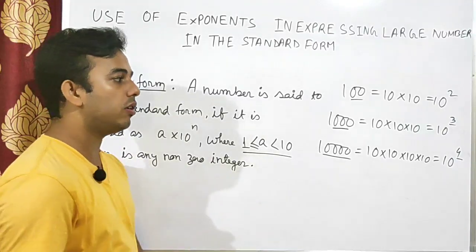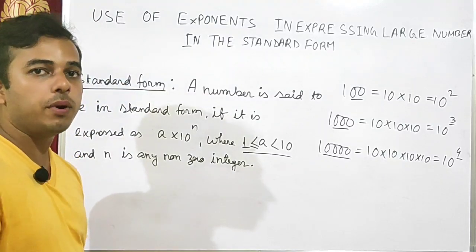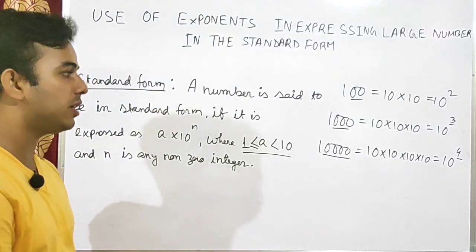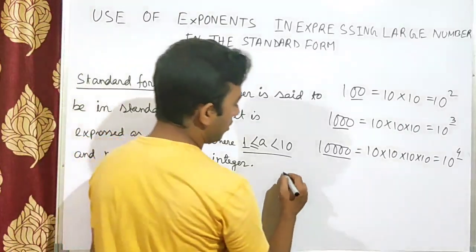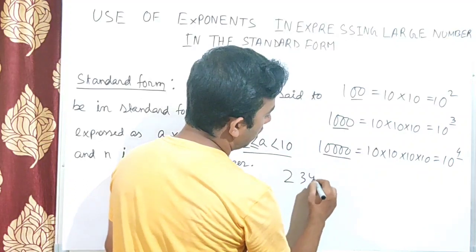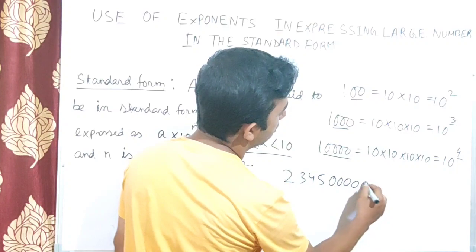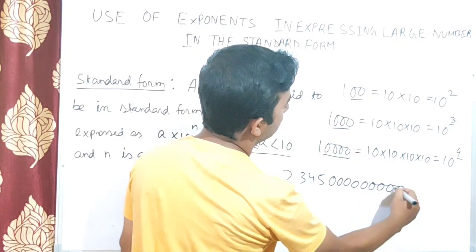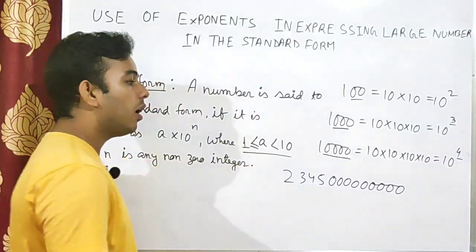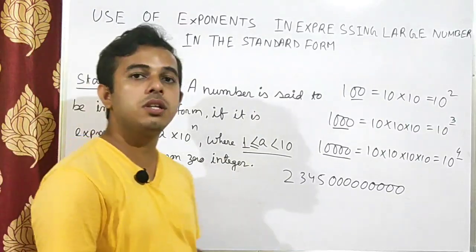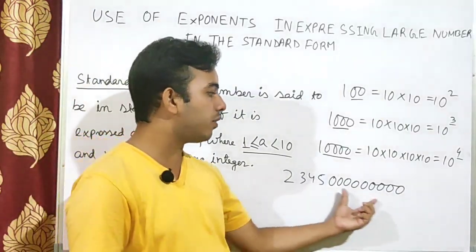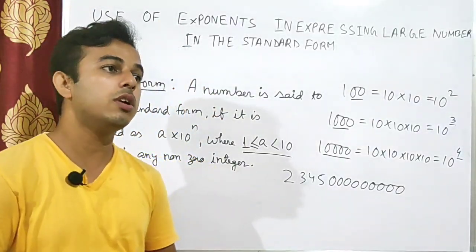Now let us express one number in the standard form. Suppose 2 3 4 5 followed by zeros. Clear? Now look, this number is so large, right? And it is difficult to understand also.